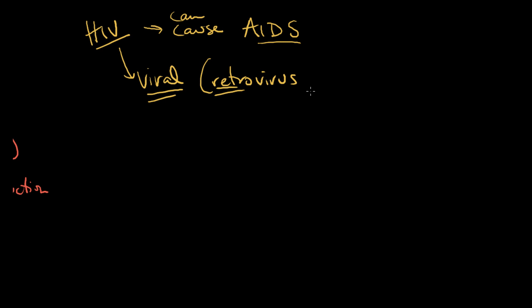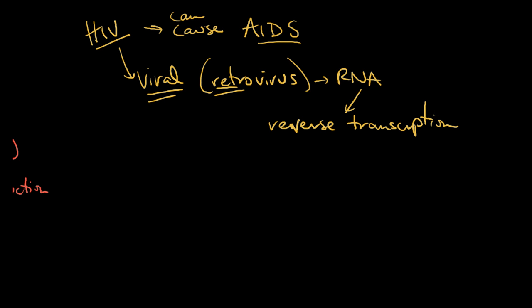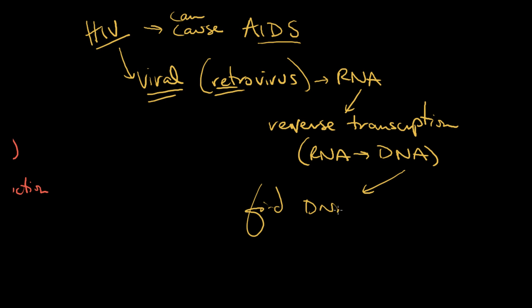So retro means backwards or old, right? So this retrovirus has RNA in it. That RNA goes through a process that we call reverse transcription. We'll learn more about transcription and translation soon, but this is basically where it goes from RNA backwards to DNA. And then that DNA finds the DNA of helper T cells.